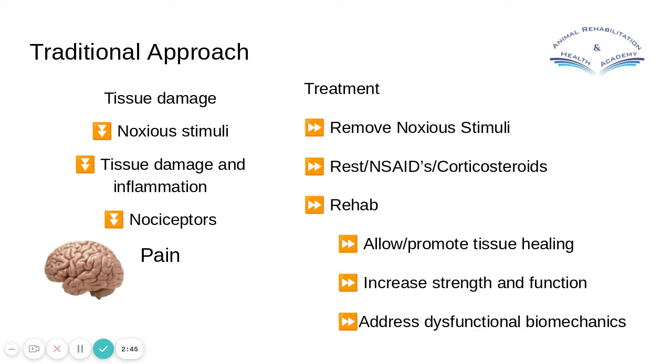So generally, we think about pain equals tissue damage. So we think about tissue damage where we'll have a noxious stimuli. That might be some injury, a wound. That can also be a repetitive injury. So basically something there that's causing this tissue damage. So we have a noxious stimuli, which causes the tissue damage and inflammation. And then nociceptors carry that information towards the central nervous system. And in the brain, that is perceived as pain, or that is interpreted as pain.